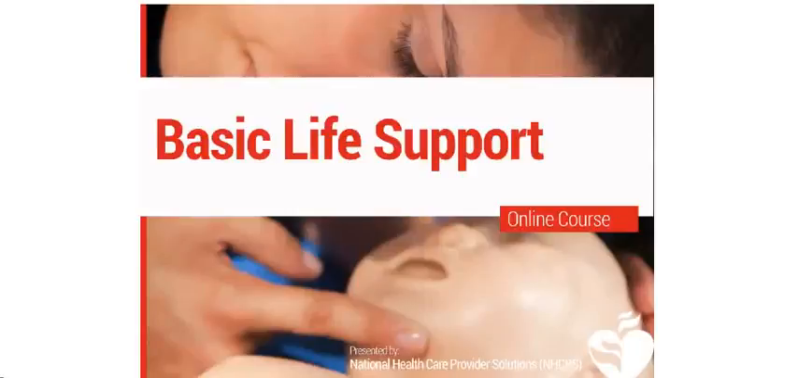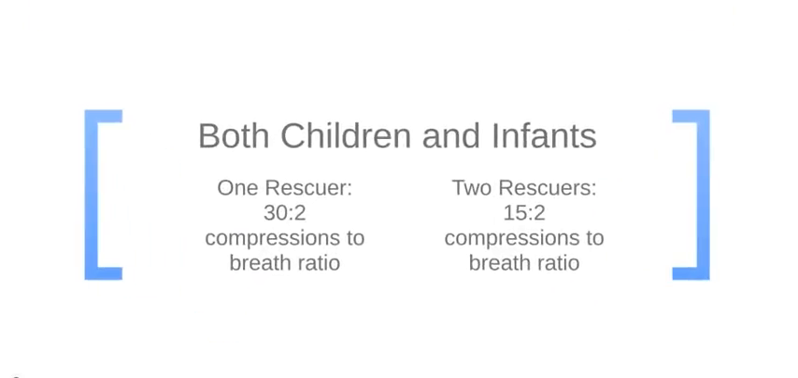In this presentation, we'll be covering the general concepts of basic life support in children and infants. You'll find that the processes are much the same between children and infants. The compression to breath ratio is the same for both children and infants. If there's just one rescuer at the scene, the compression to breath ratio is 30:2. If there's two, the ratio is 15:2, with one rescuer doing compressions and the other doing breaths.